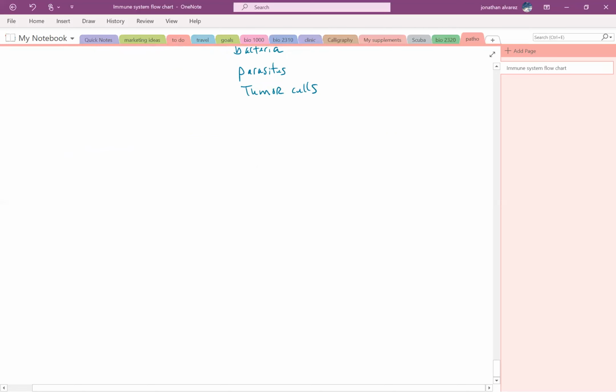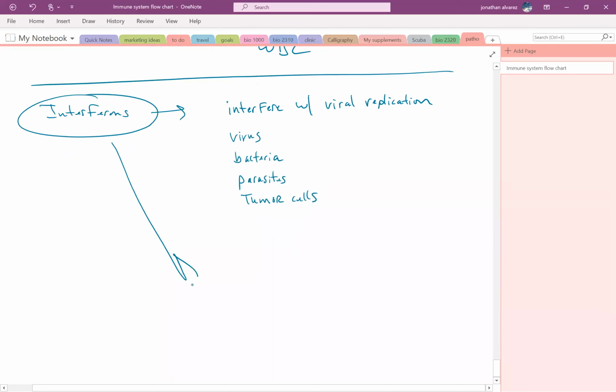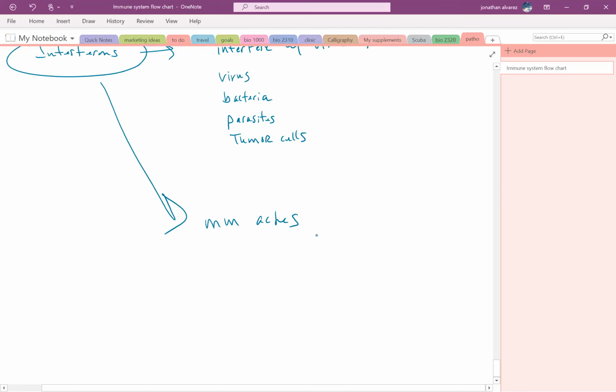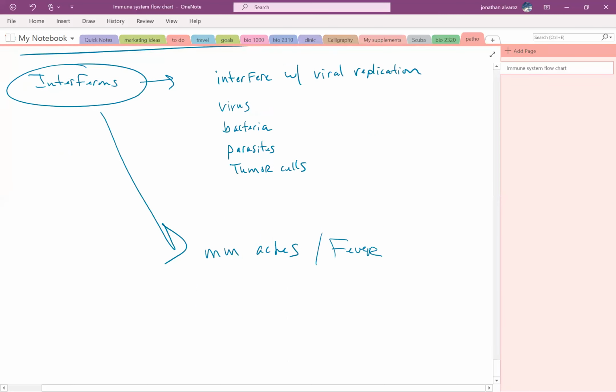Okay. The interferons are responsible for the muscle aches and fever. Interferons are also used for some cancer treatments, like prostate interferon pellets, for example.